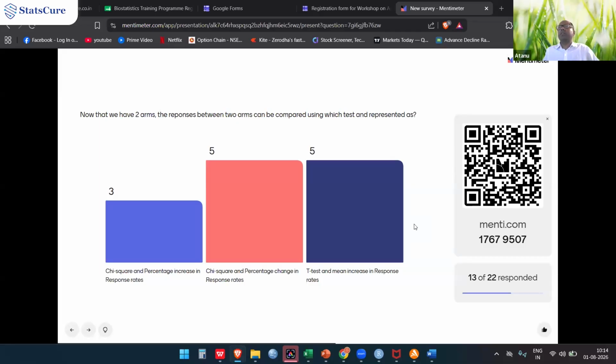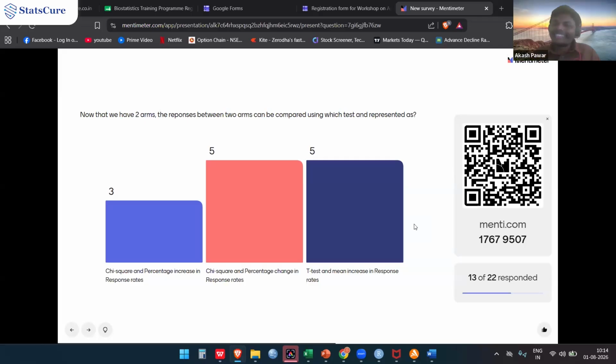So what is your outcome here, Akash? Response rate compared between two arms, phase 3. So how will you present it? Response rate between two arms, which one will you go for then? If I were there, I would go for chi-square and percentage increase in response rates. I can present the table as results in this way. I will compare the rates using chi-square and I will present the percentage increase in response rates. Okay. And that is the minimal response you are receiving here.